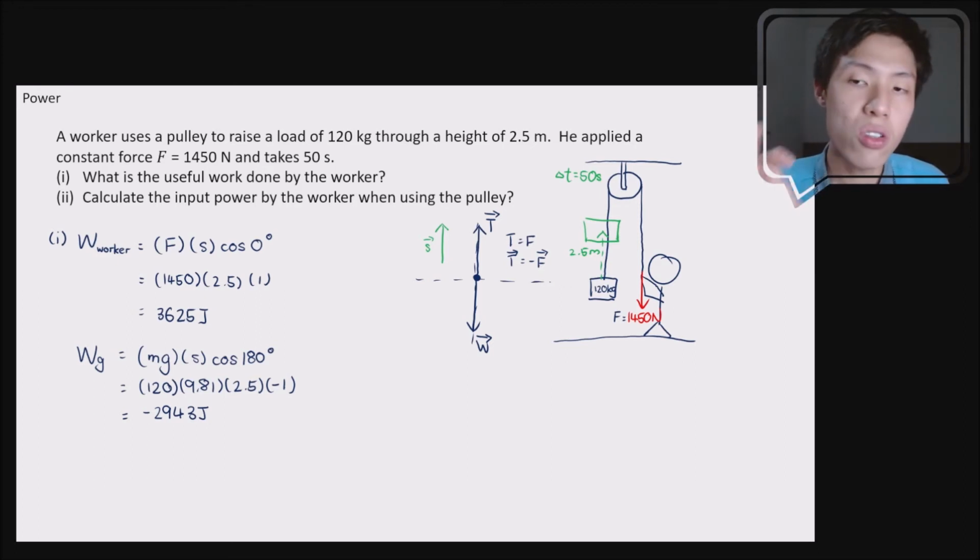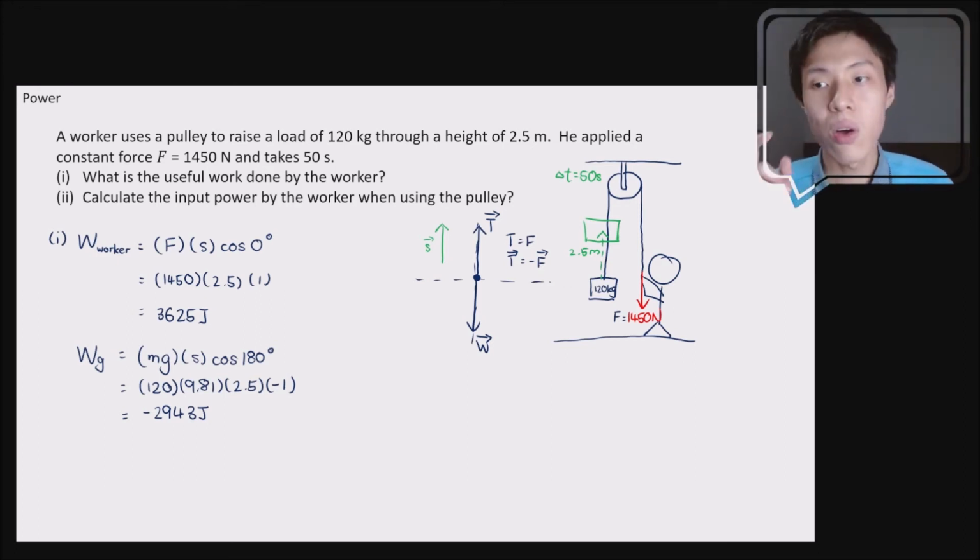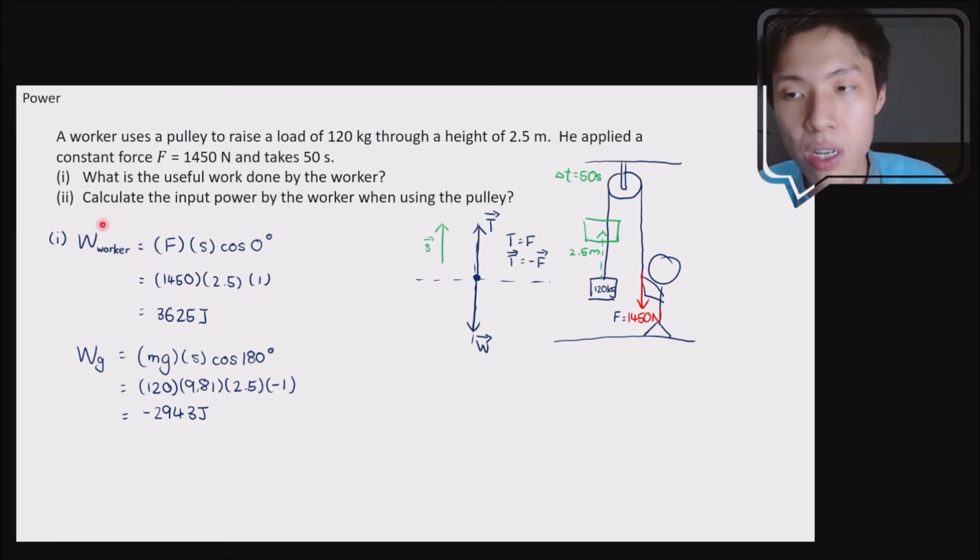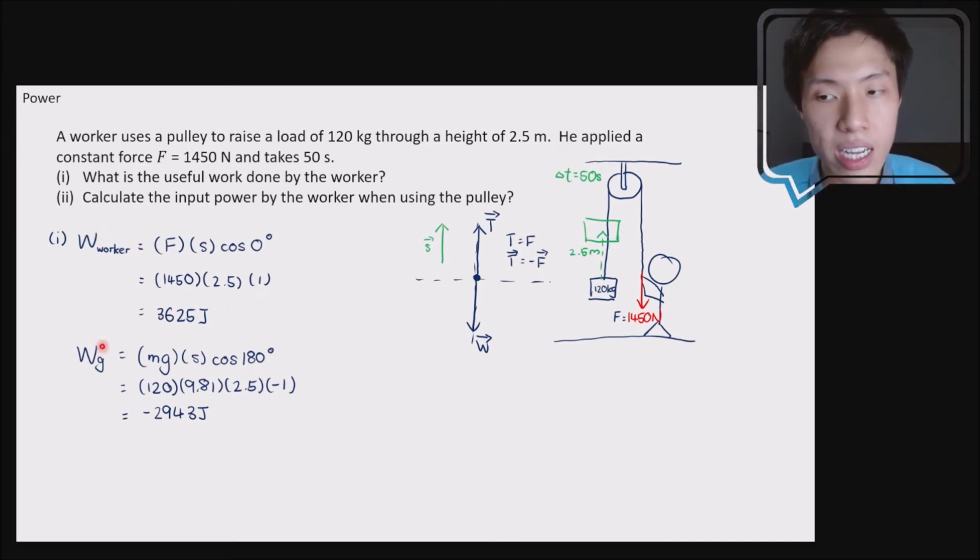So I've calculated two things here, but which one is the useful work done? The first option is the work done by the worker. The second option here is the work done by gravity. So which one is the useful work done? The answer is none of them is actually the useful work done. Let me try to explain the concept to the best of my capability.